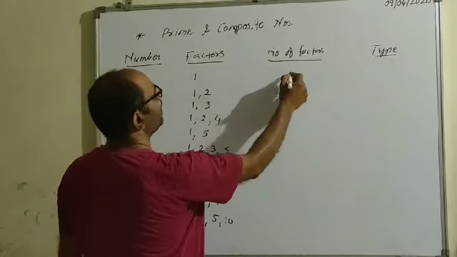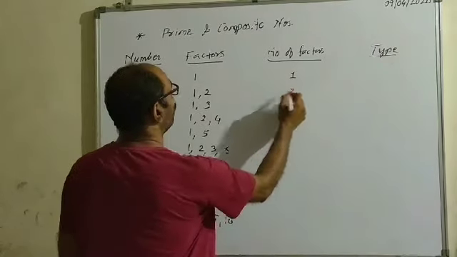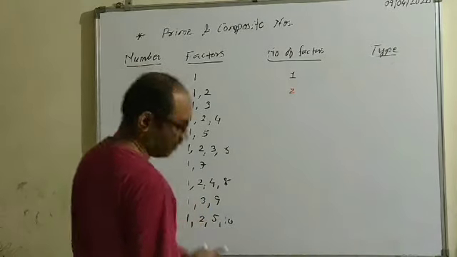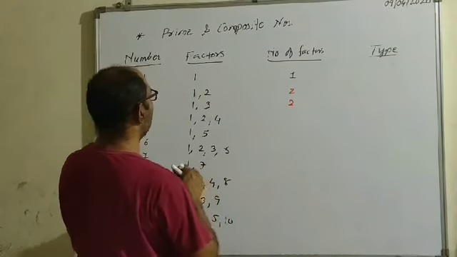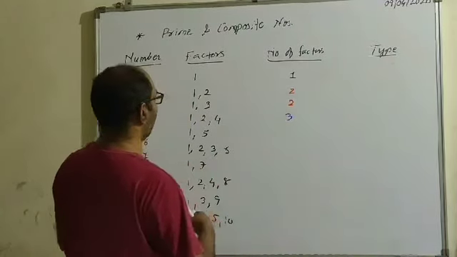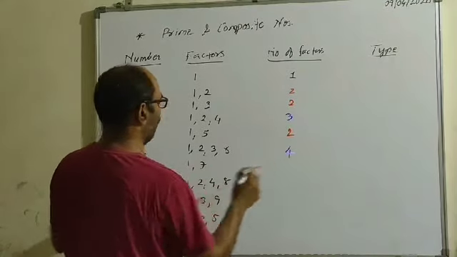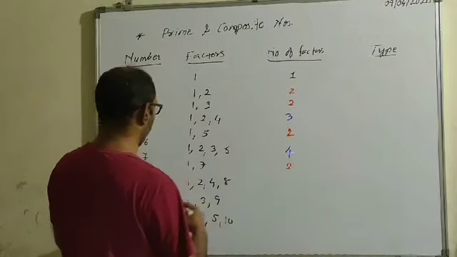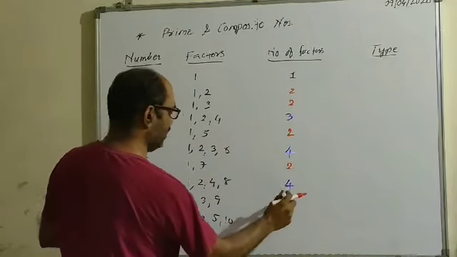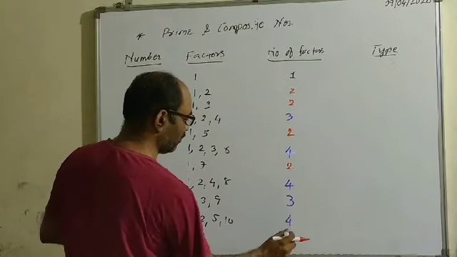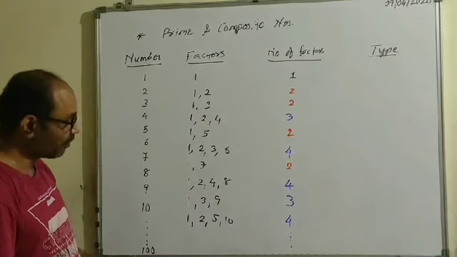How many factors does 1 have? 1. How many factors does 2 have? 2. How many factors does 3 have? 2. How many factors does 4 have? 3. How many factors does 5 have? 2. 6 has 4 factors. 7 has 2 factors. 8 has 4 factors. 9 has 3 factors. And 10 has 4 factors. You can get the number of factors for the other numbers as well.